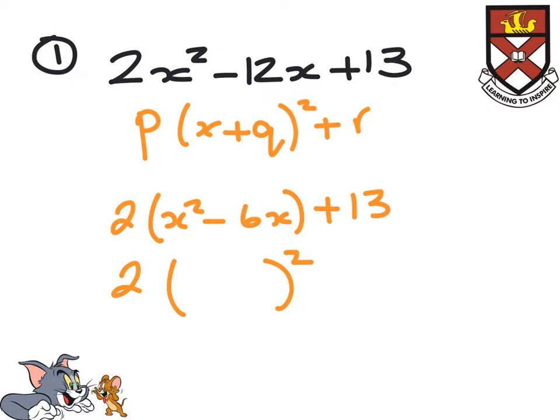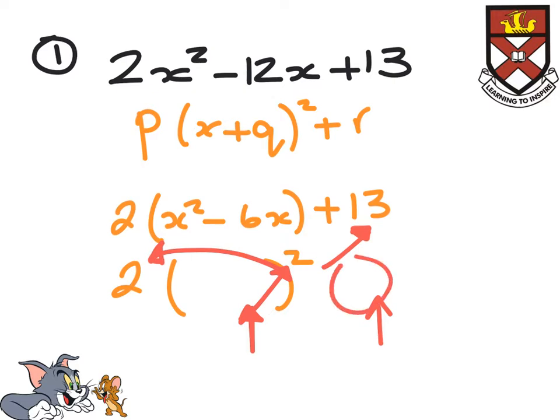Remember how we get this number here at the end: we look first of all at this number, we square it, we then multiply it by 2, and we ask how do we reach 13, and that's the number that goes in here.